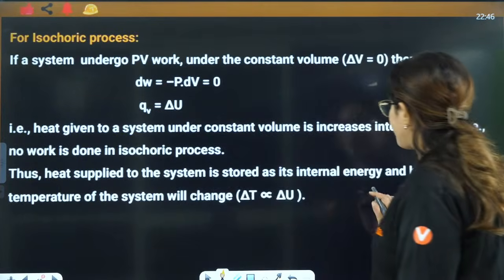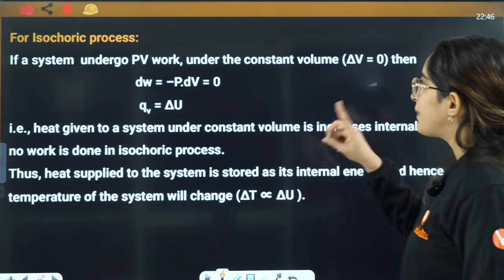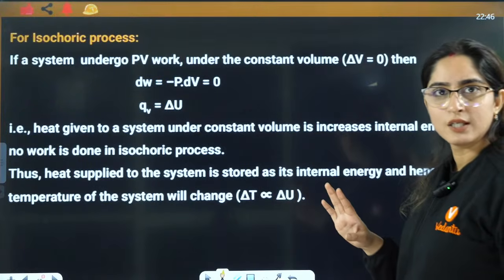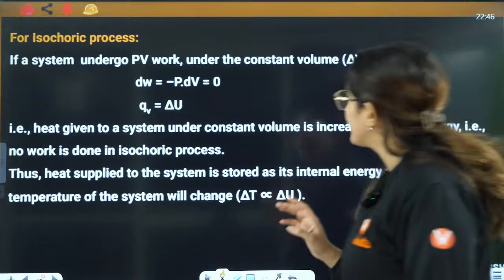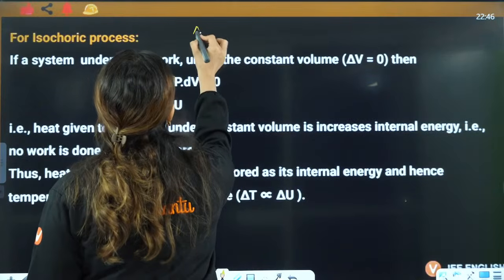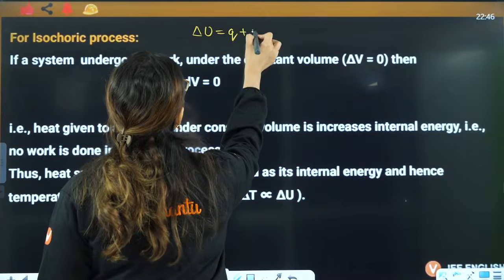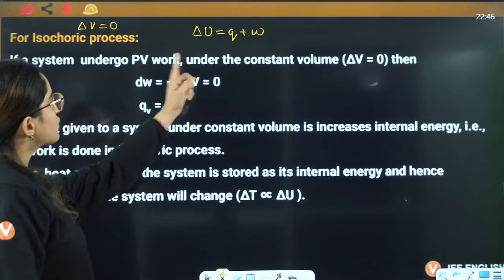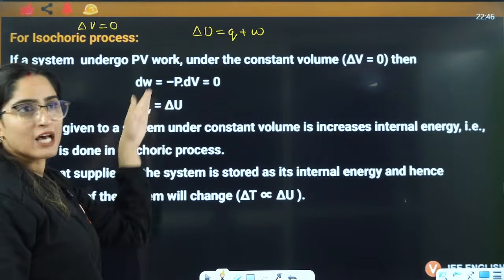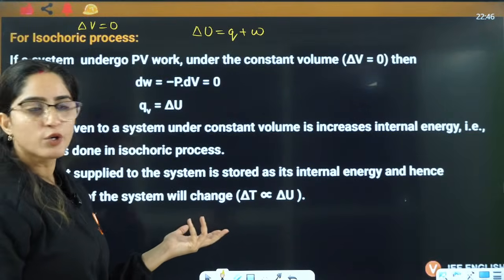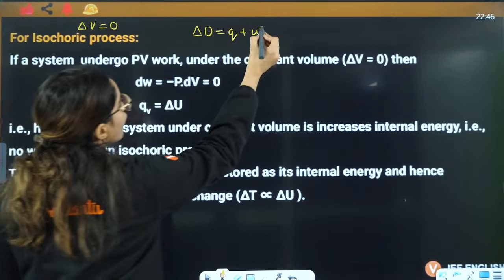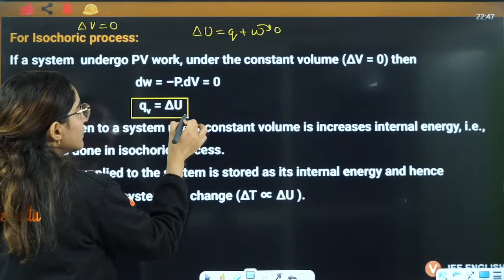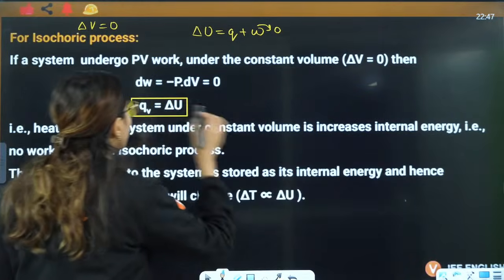Isochoric process. If the system undergoes PV work, that is work is equal to minus P delta V. Now, if you see this, delta E is equal to Q plus W. For an isochoric process, delta V is 0 and work is equal to minus P delta V. If delta V is 0, then work is also going to be 0. So if work is 0 in case of isochoric, this is a very important thing. Write this very important formula.